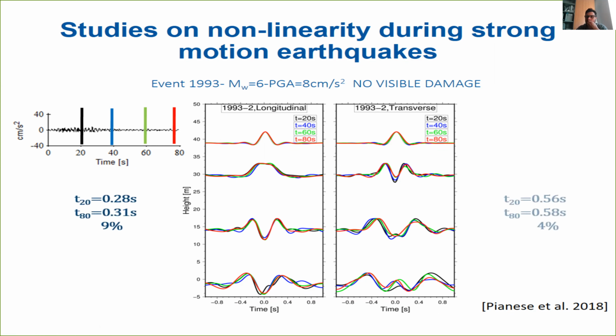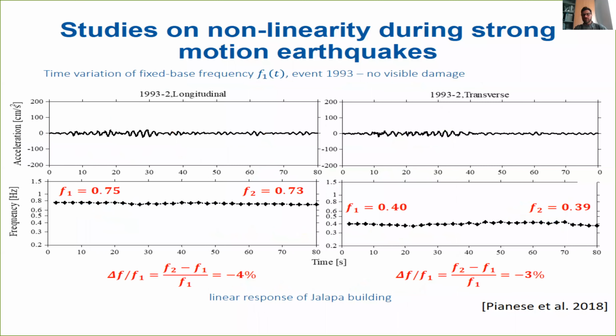Only a very small amount of changes are observed, 4 and 9%. And if we do the same, we can clearly see that there is a very small change in the resonance frequency, in the longitudinal and in the transverse component of motion. So in this case, we know that the earthquake was not generating damage to the structure, and it's confirmed also by the observation that we had.